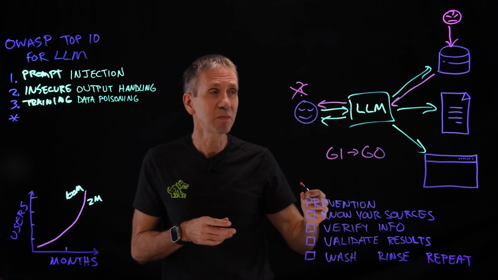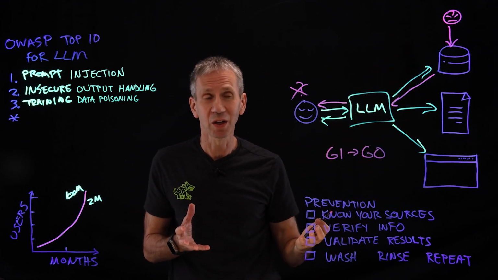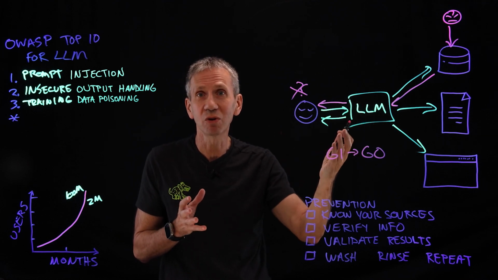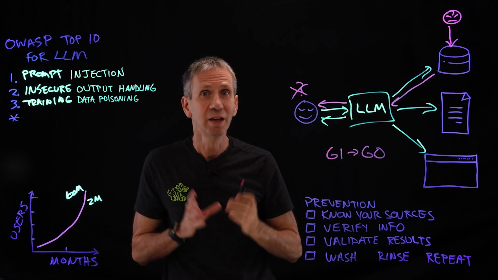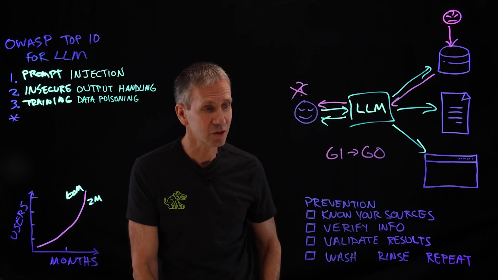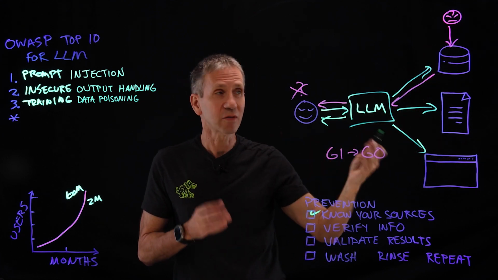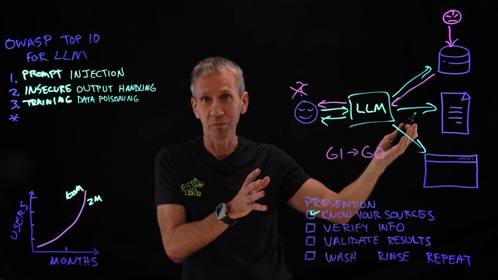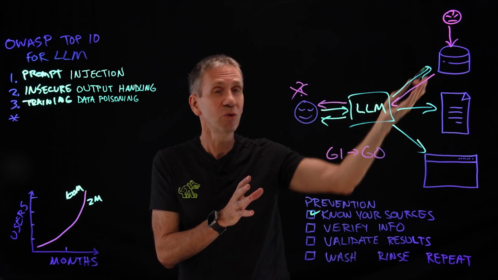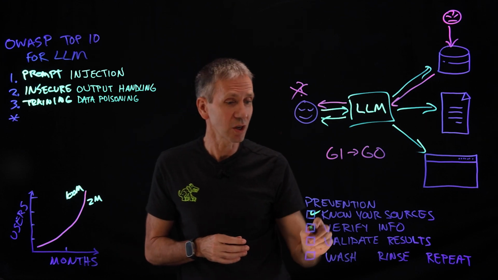So the LLM is doing its job, but it's only as good as the information it has, and sometimes these things are so good that we just trust them implicitly, and that's something we need to be careful about. So what's the prevention in this case? Well, know your sources. First of all, know which sources it's pulling from and that they're trustworthy. Then know that those sources have not been compromised. So that's the first thing.